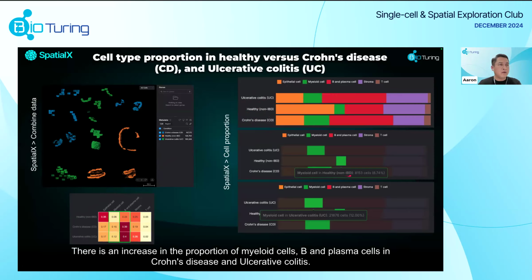For example, if I hover over these myeloid cells, you can see that in the healthy control the myeloid cell is just around 6%, but in the ulcerative colitis it is around 12%, almost double the amount. You can also compare between different conditions and different cell types. From the information, you can see an increase in the proportion of myeloid cells, and also in the B cells and plasma cells in the Crohn disease and ulcerative colitis compared to the control.